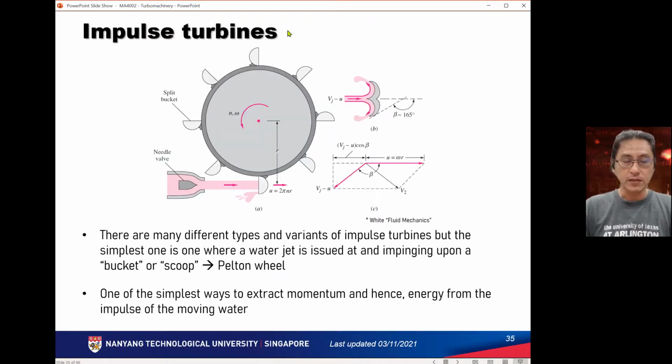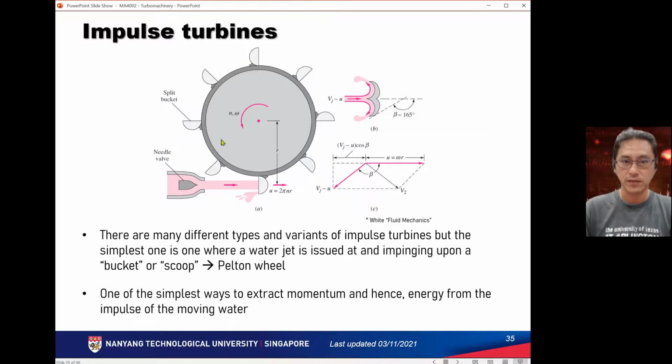Now let's take a look at impulse turbines. An impulse turbine is one of the simplest forms of turbines. Well, one might say that this is simple as hell. Pardon my use of the word. It's like a water mill, and in fact, you will be right. It's something like a water mill.